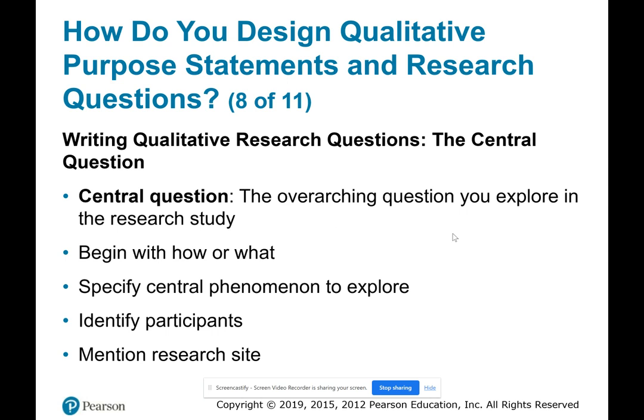The central question is the overarching question you explore in a research study. Follow these strategies when creating your central question. Number 1, begin with the words how or what instead of why. Number 2, state the central phenomenon you plan to explore. Number 3, identify the participants in the study. Number 4, mention the research site for the study.